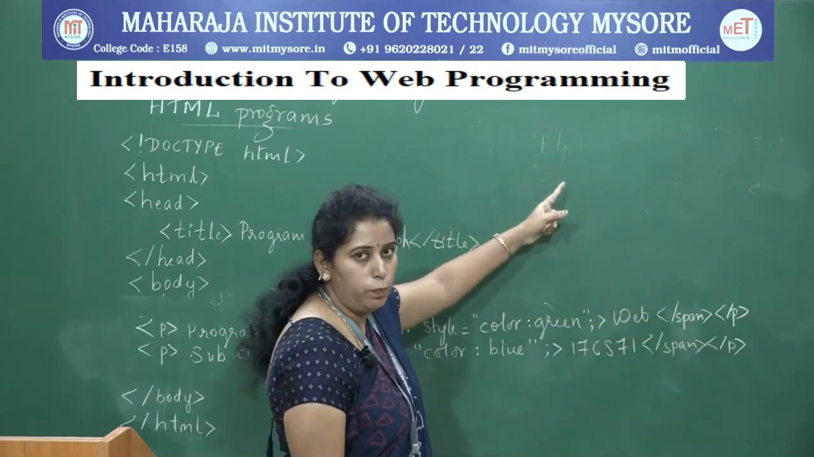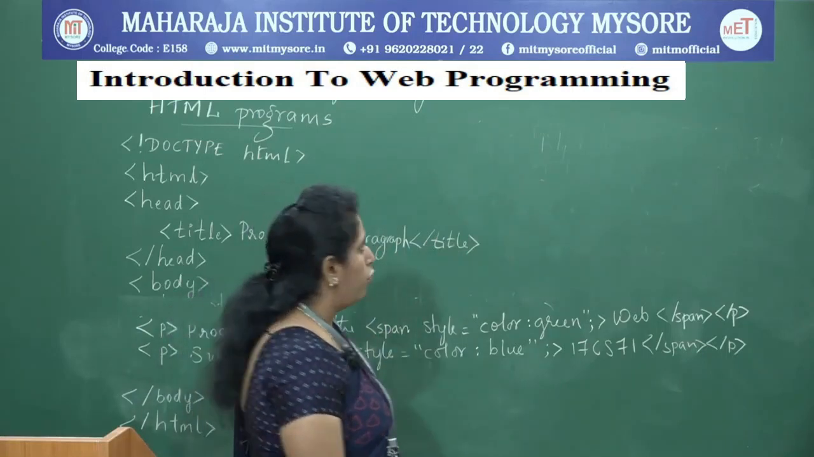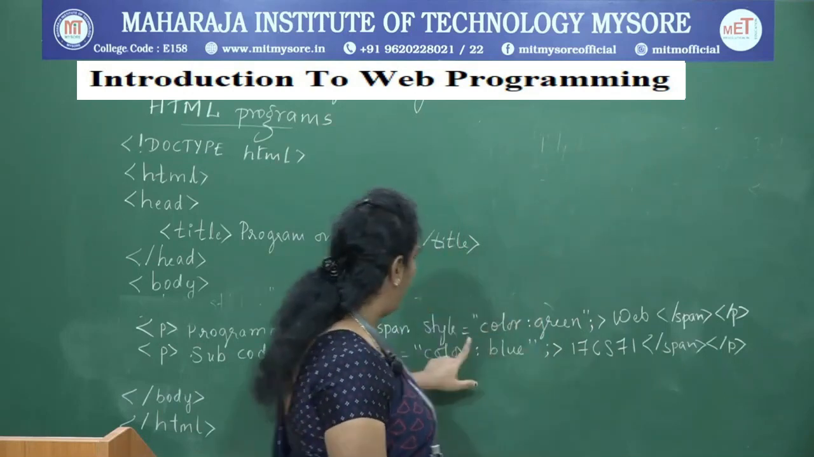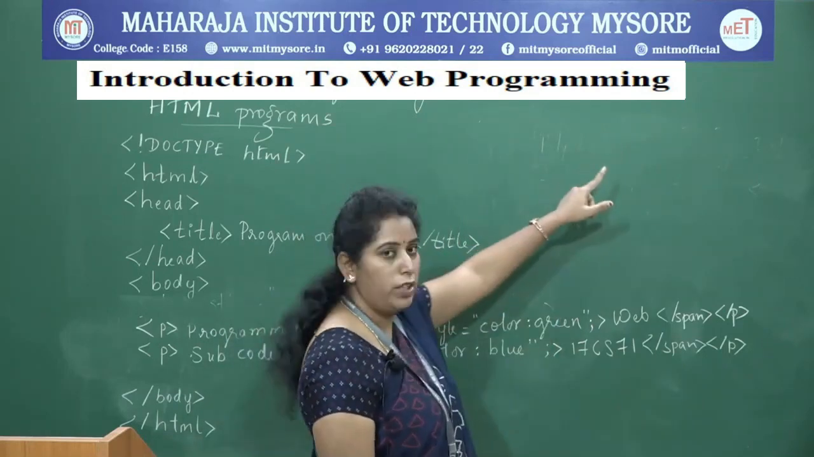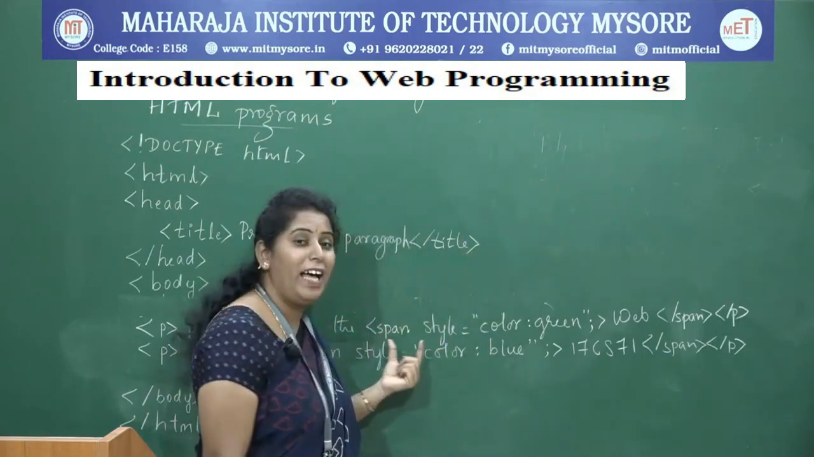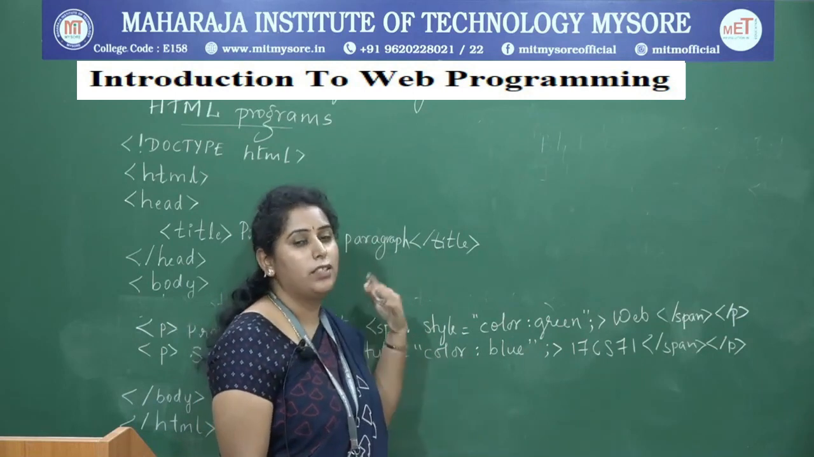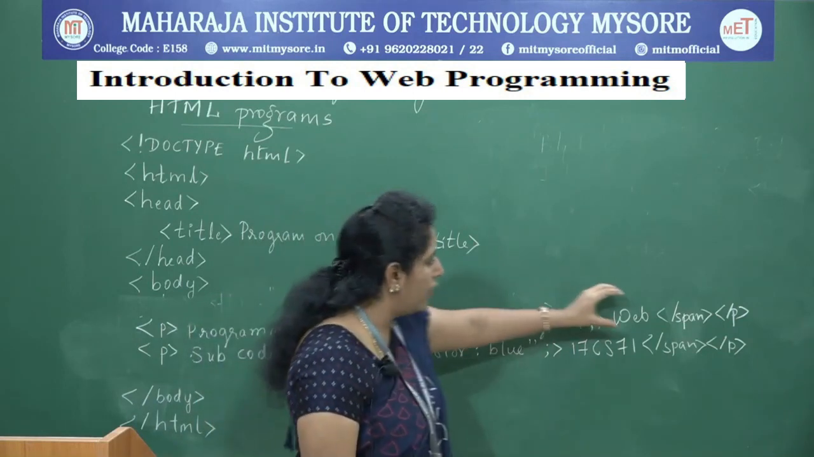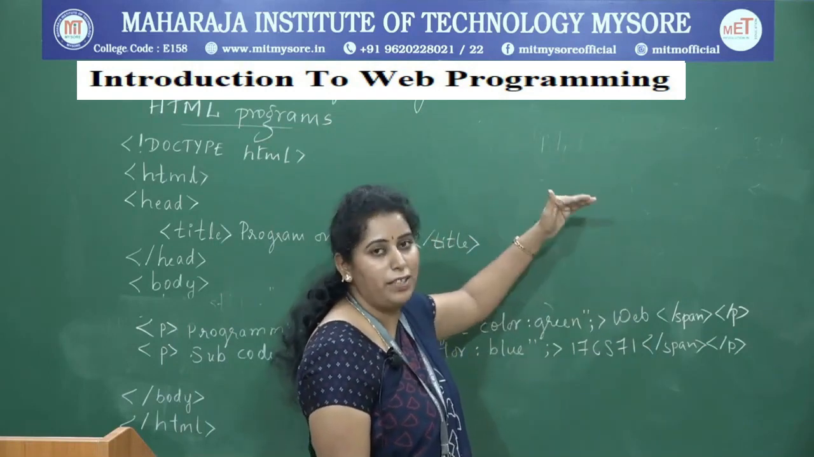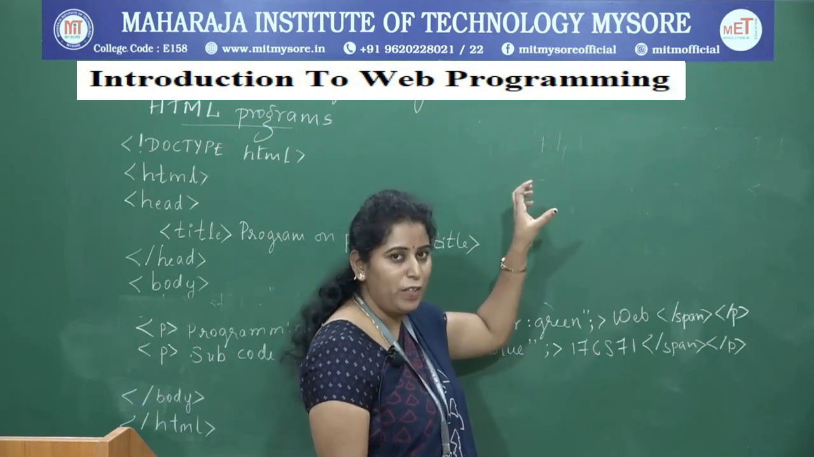Now you can look into the output. So what is it appearing? Programming, the web is printed in which color? I have given green, right? You can notice green. And I told you that span is an inline element which does not start on a new line. Since the text web is not printing on the next line, it prints in the same line. Is it right? So this is what an inline element is.